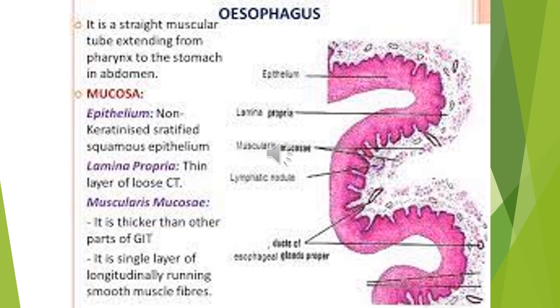Then the muscularis mucosae: you can see that it is thicker than any other part of the GIT, and the arrangement of the smooth muscle is longitudinal in the case of the esophagus, responsible for the longitudinal fold. So in this slide it is clear, I hope the mucosa is clear to you: epithelium, lamina propria and muscularis mucosae.